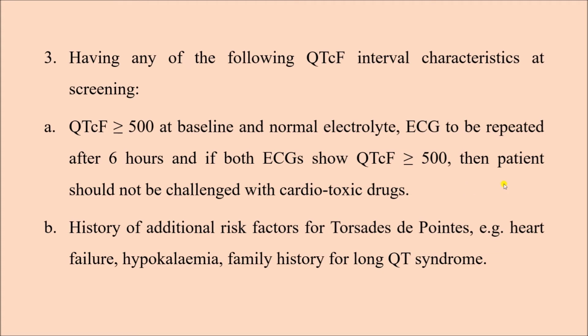So that means you have to go for the ECG, and we have to do 2 ECGs at a 6 hour gap, and if both of them show a corrected QT interval of more than 500, then it should not be given. Also, history of additional risk factors of torsades pointes, for example heart failure, hypokalemia, family history of long QT syndrome, etc. So as you can see, a lot of ECG findings we have to look for, and if there is any arrhythmia or any finding related to the heart that can be aggravated by the drugs, then the drugs should not be given.